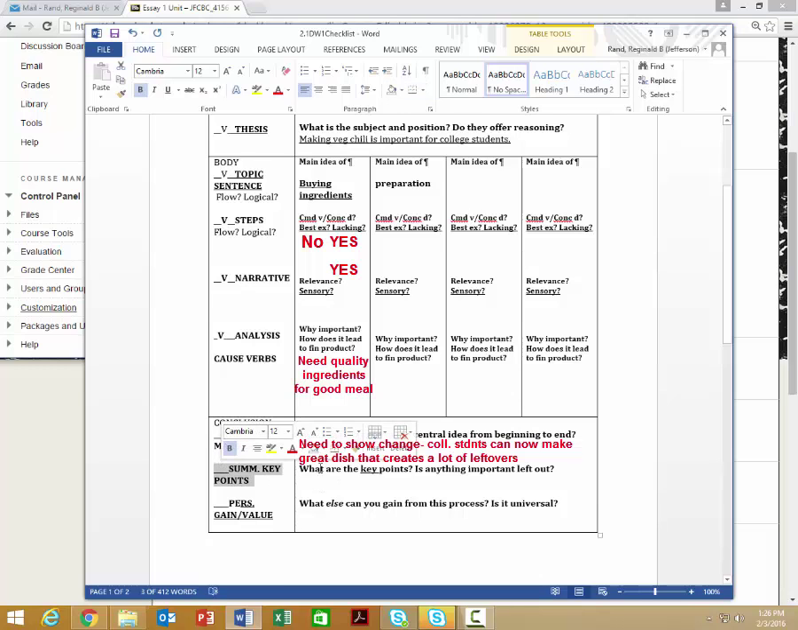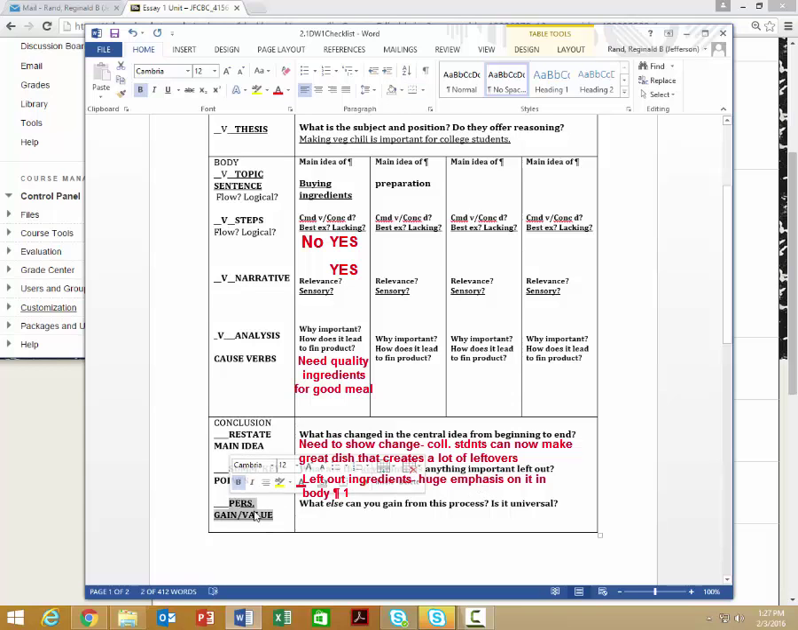They want to summarize key points. What are the key points or the key steps of this essay? Is there anything important left out? The author doesn't need to repeat every single step that was given, but what are the important ones? Maybe the ones that they provide a narrative on would be ones to emphasize here.